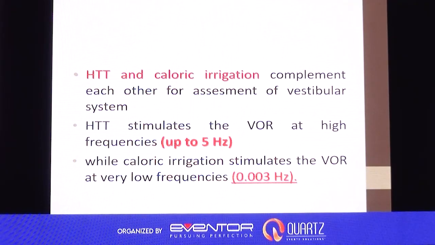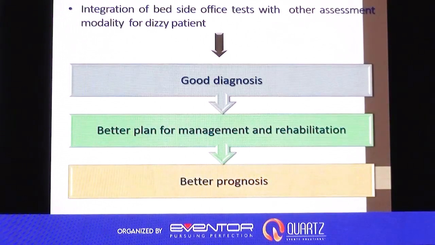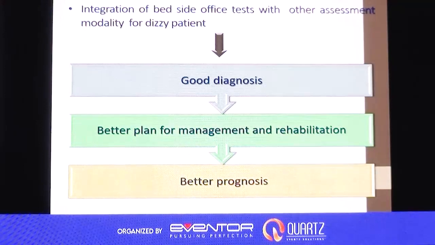The head impulse test assesses the VOR at high frequencies, while the caloric irrigation tests the vestibular system at low frequencies. So integration of bedside office tests with other assessment gives rise to good diagnosis, better plan for management, and better prognosis.